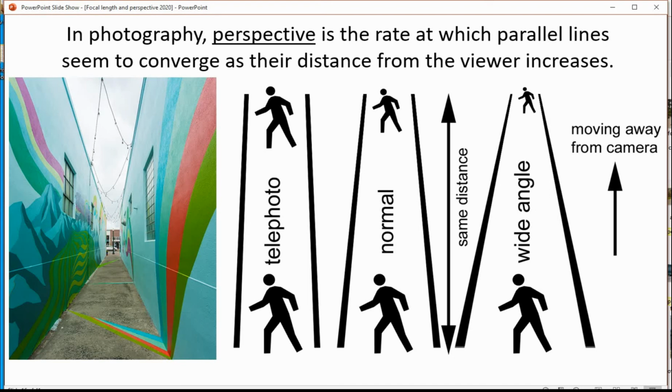Now you can see on the left hand side there is a shot of a pathway between two buildings, nicely colored and everything. And the sidewalk appears wider nearer to you than it does further away. Now there's a reason for that. That's perspective. As things get further away, they get smaller. The difference is that a telephoto lens causes something called compression, and the distance doesn't seem to pass as fast. The normal lens makes it look the way it appears to your eye, and the wide-angle lens makes it look like it's increasing at a much faster rate.